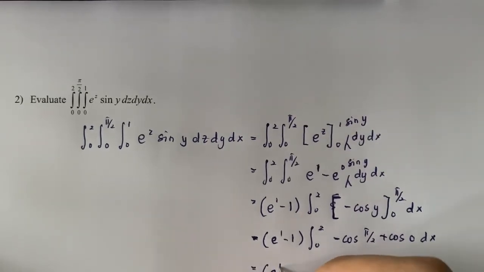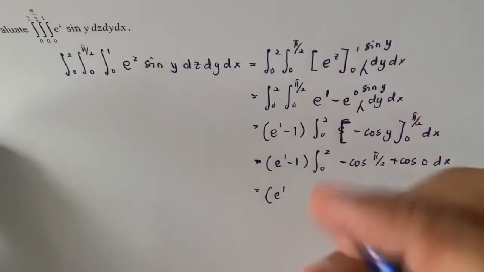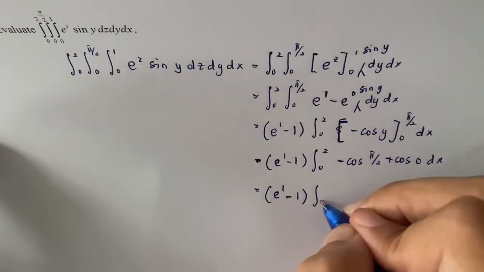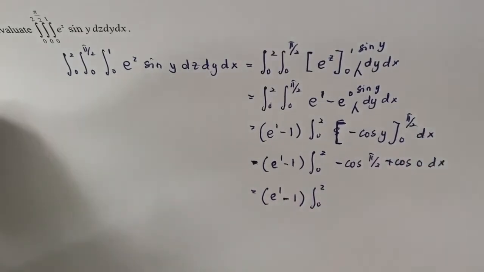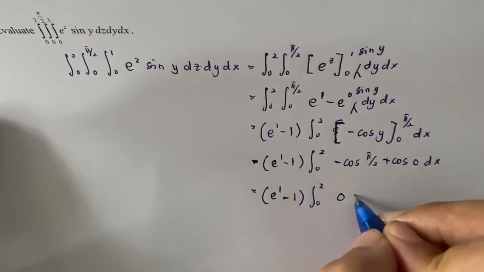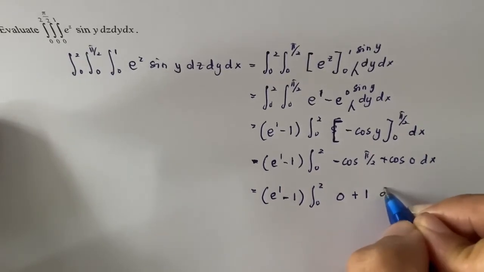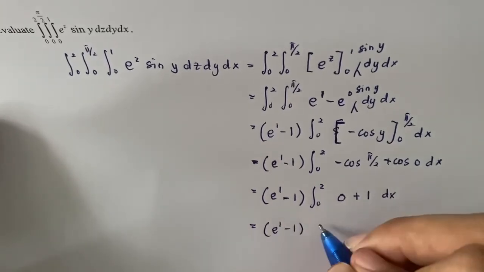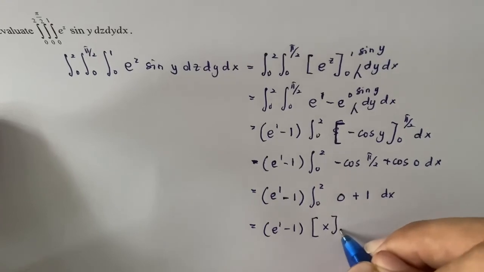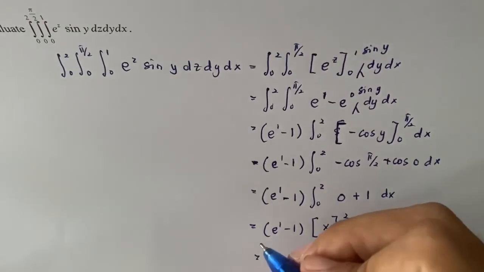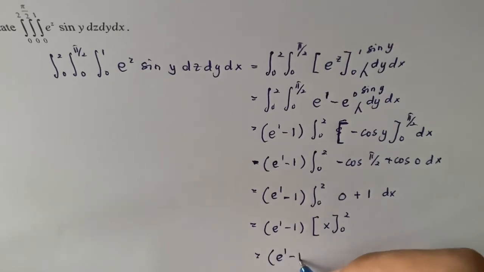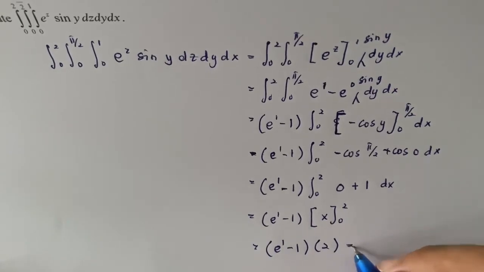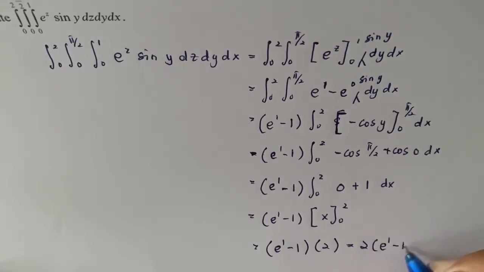So this is equal to e minus 1 times the substituted value. Negative cos pi over 2 is equal to 0, plus cos 0 is equal to 1, dx. So (e minus 1), integrate 1 with respect to x. I have x from 0 to 2. So here I have (e minus 1) multiplied by 2 minus 0. So my last answer is equal to 2(e minus 1).